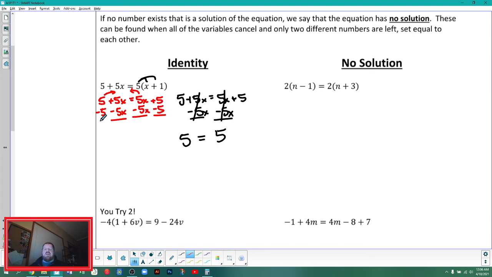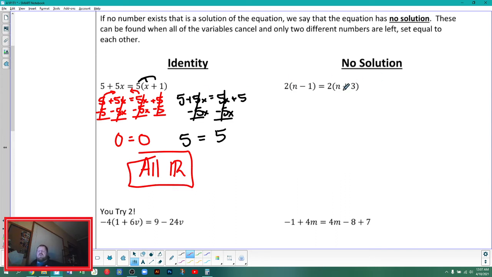We technically get a version of the same thing. 5 minus 5 cancels. 5x minus 5x cancels. 5x minus 5x cancels. And 5 minus 5 cancels. We really get 0 equals 0 because we have nothing left on either side. These two things are the same thing, and they mean that any number will work, or all real numbers is how we would answer that.